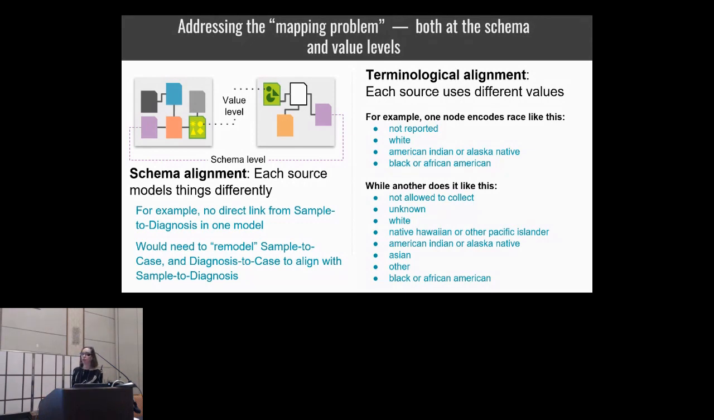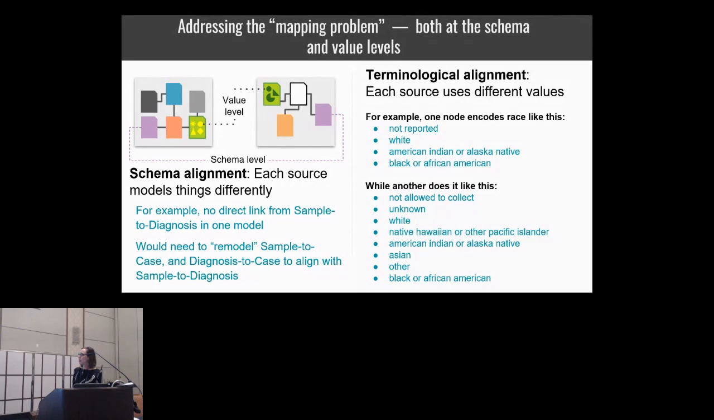I also wanted to give an example of the terminological alignment. And it's something, again, that I think everyone faces. We have different systems that provide us different data with different values. So at the top, this is a race example where we have 4 values: not reported, white, American Indian or Alaskan Native, or Black or African American. Whereas another source, and this is a real example, has not allowed to collect, unknown, white, Native Hawaiian or other Pacific Islander, American Indian or Alaskan Native, Asian, other, or Black or African American. Now, you can see the ones that are in common, but what do you do with the ones that aren't?